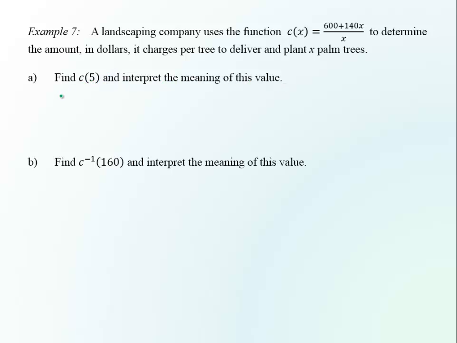Well, that shouldn't be too difficult. c of 5 means that we need to plug 5 into the formula. But the important thing is to understand what it is that we are actually doing. So what does the 5 stand for? Well, x represents the number of palm trees planted. So what is the cost per one tree if 5 trees were ordered to plant? c of 5 is (600 + 140 times 5) over 5. And if we use a calculator, we end up with 260.